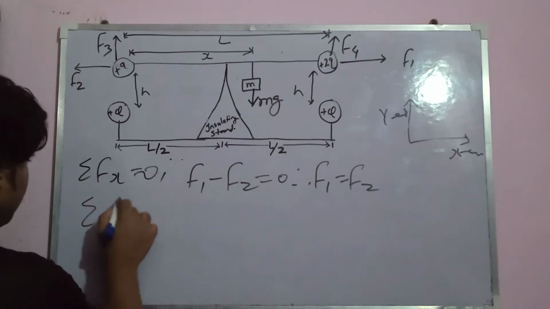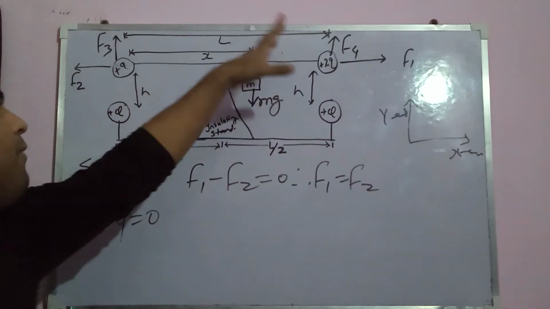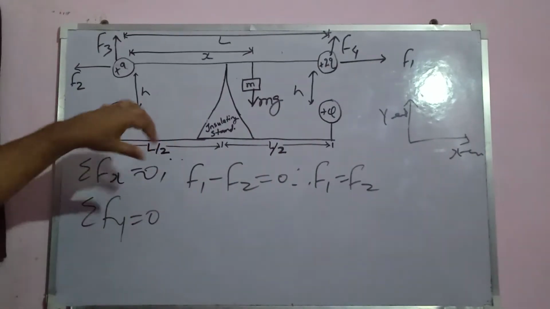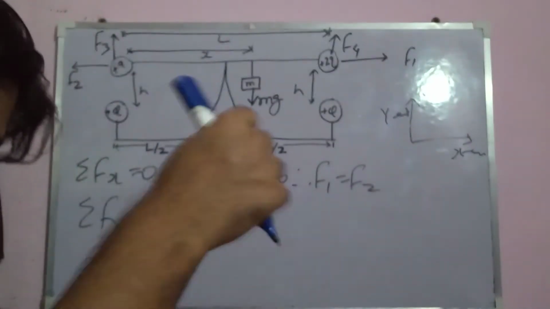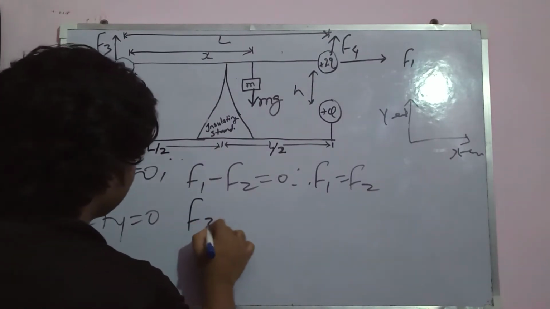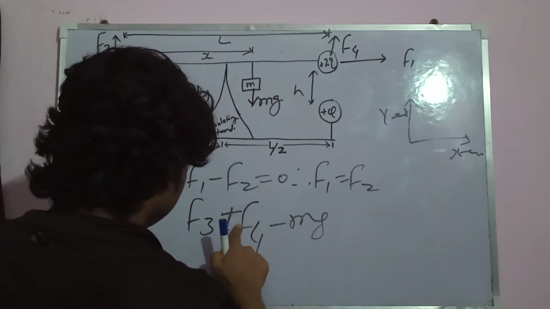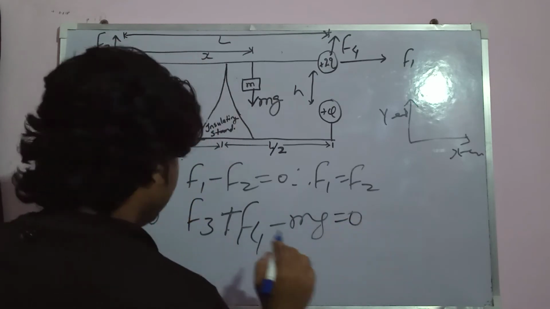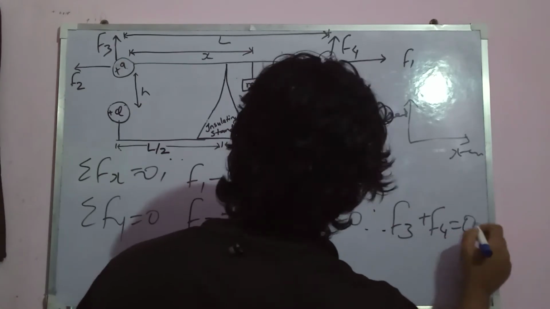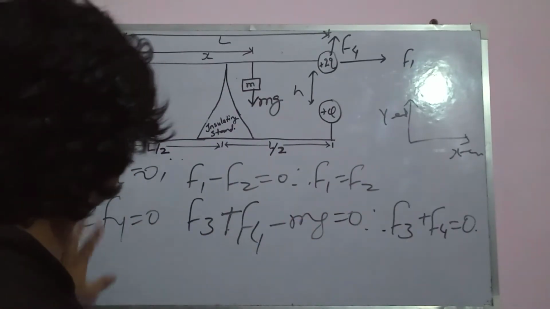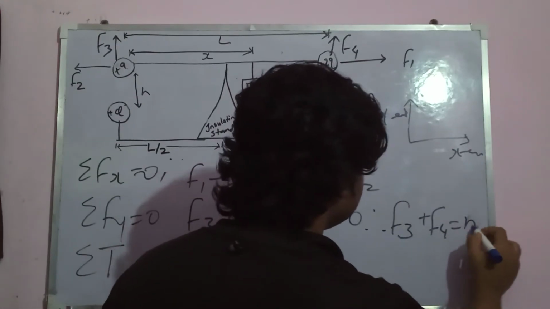Now, total force along y-axis should be 0 here. There are 2 forces, F3 and F4, on this setup going in positive y-axis, and 1 force mg going in negative y-axis. So F3 plus F4 minus mg is equal to 0. Therefore, F3 plus F4 is equal to mg. Oh, sorry, it's my mistake here. It's equal to mg.